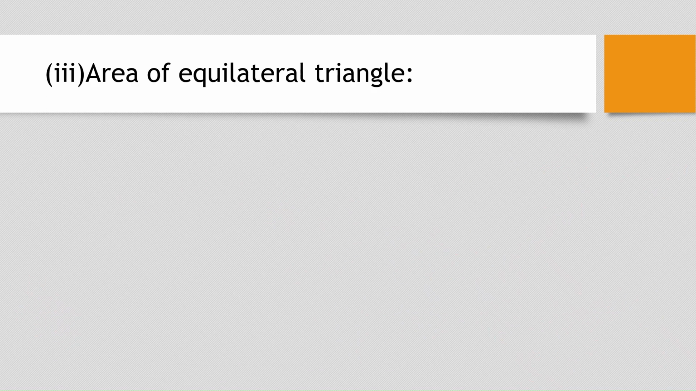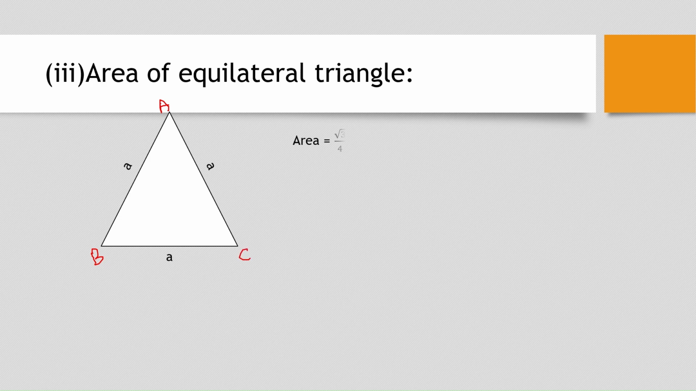The next one is how to find the area of an equilateral triangle. So there is one triangle, I will mark the vertices as A, B, C, and all the sides of the given triangle are going to be A. Then we can directly use the formula root 3 by 4 A square. But actually this formula has been derived from the basic formula half into B into H only.